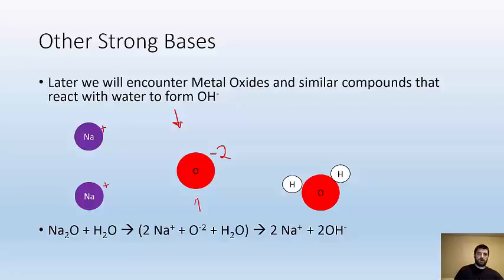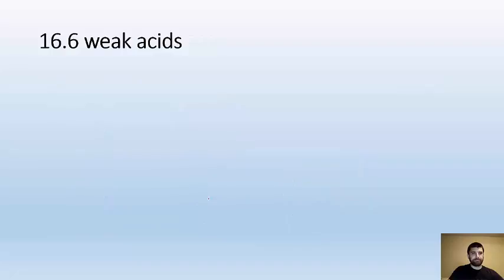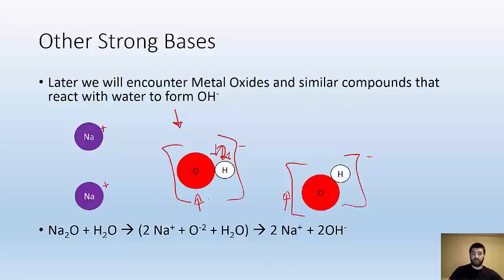Now this oxide really wants a hydrogen to hold on to. It's a strong base. That oxide is going to steal a hydrogen from another water, and wouldn't you know it, we just made 2 OH minus ions. So that's how metal oxides are going to be strong bases. We'll see more of that later. All right, that's actually everything.